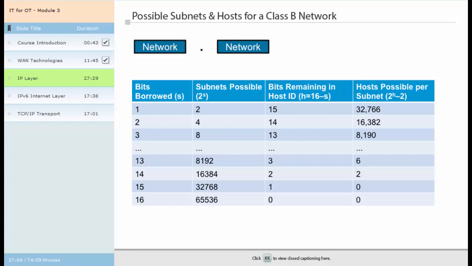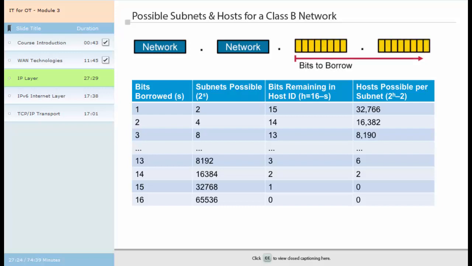Therefore, there are 65,536 possible addresses that are available to assign to hosts. Of these, 65,534 are usable addresses after subtracting the two addresses that cannot be used, the broadcast and subnet addresses.